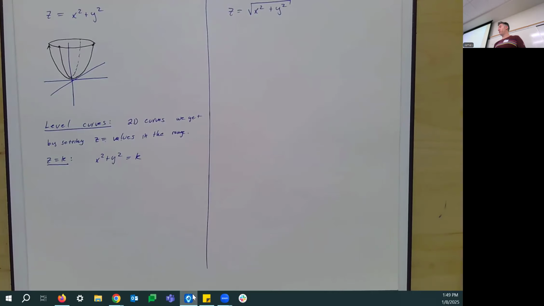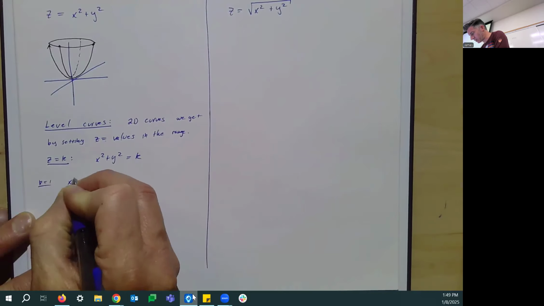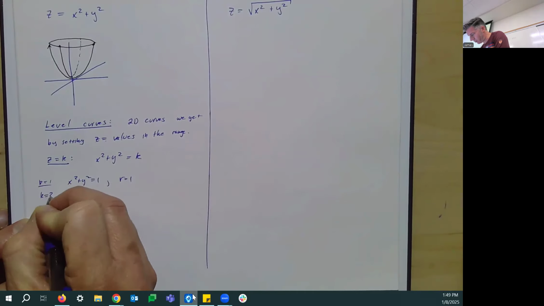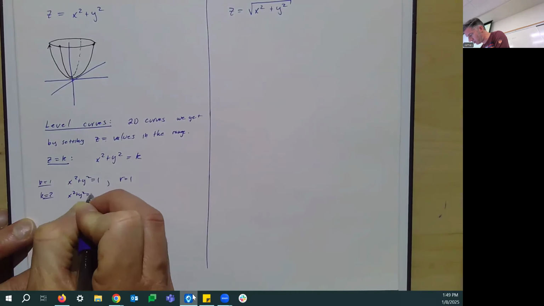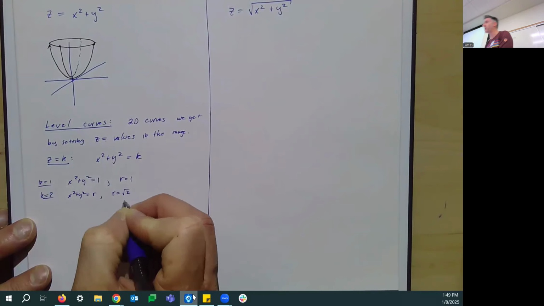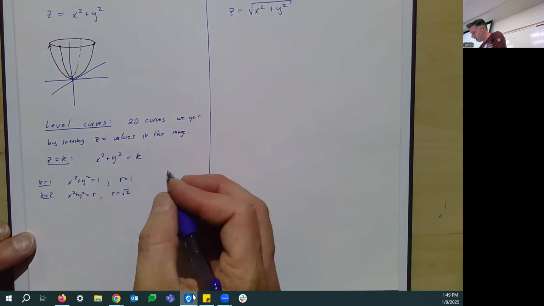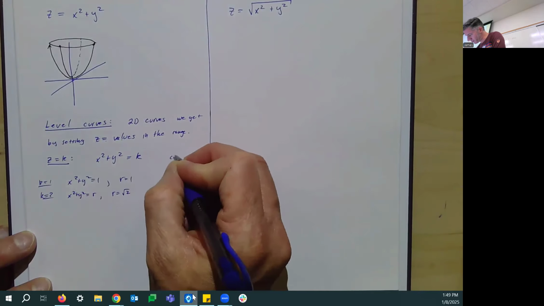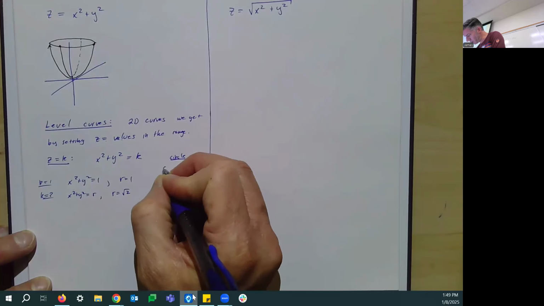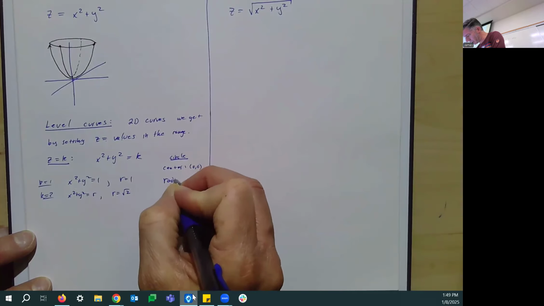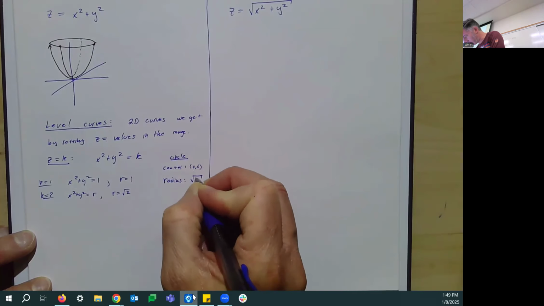Generally, you don't want to spend your time picking lots of different values for k. You could: k equals 1, x squared plus y squared equals 1, radius equals 1. K equals 2, x squared plus y squared equals 2, radius equals square root of 2, and so on. But that's a waste of your time. You want to generalize and say, for any k, we get a circle. The center is the origin, and the radius is exactly as you said, the square root of k.